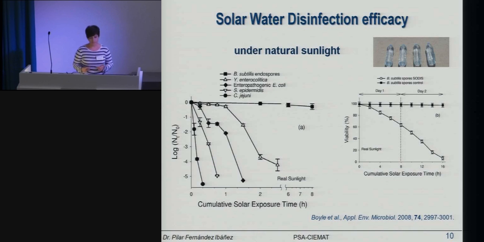Many of the studies that you find in the literature are not done in the field. They are done with very small volumes of water and under solar simulators. So to test for real, you have to go to real contaminated waters, real microorganisms, isolate them, and work with the wild strains found in nature. In this study, we compare different Campylobacter jejuni, Staphylococcus epidermidis, enteropathogenic E. coli, which is quite resistant compared with the others, Yersinia enterocolitica, and Bacillus subtilis. And of course, Bacillus subtilis is the most resistant to disinfection with solar disinfection and many other technologies.